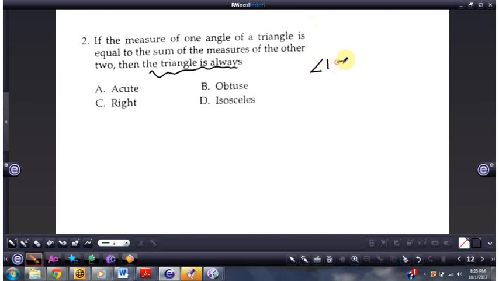In 180 degrees, for the 2 numbers to be equal, one by itself and one as a sum, they'd both have to be 90. So angle 1 would be 90, and then angle 2 plus angle 3 would have to be 90, because that's the only way to equal out these 2 sums. So the only time that the measure of one angle of a triangle is equal to the sum of the measures of the other two is when it is right.